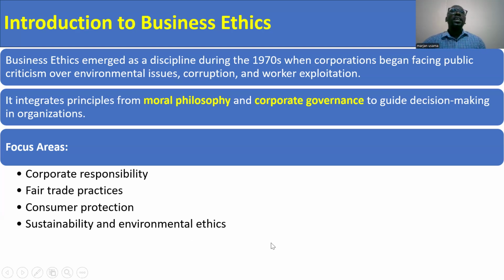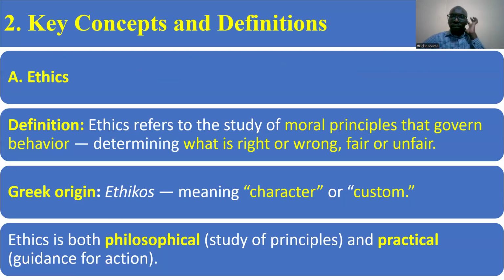Then number four, sustainability and environmental ethics. This is very important. When you are doing business, you have to know that there is the environment that needs to be protected. So, for example, if you are having a factory, you should not pollute the environment. But what is happening nowadays? Many companies, they pollute the environment. Their factories, their industries are near the houses where people normally live. So you find that the environment and the people, they are being affected negatively by your factory or by your industry, and that is not allowed.